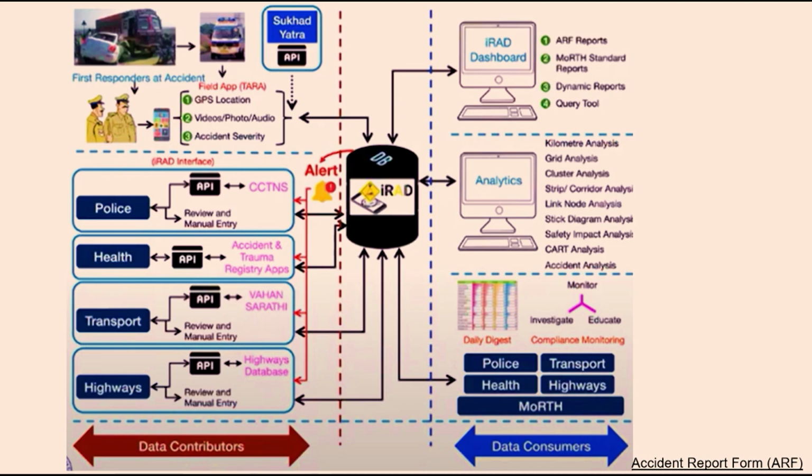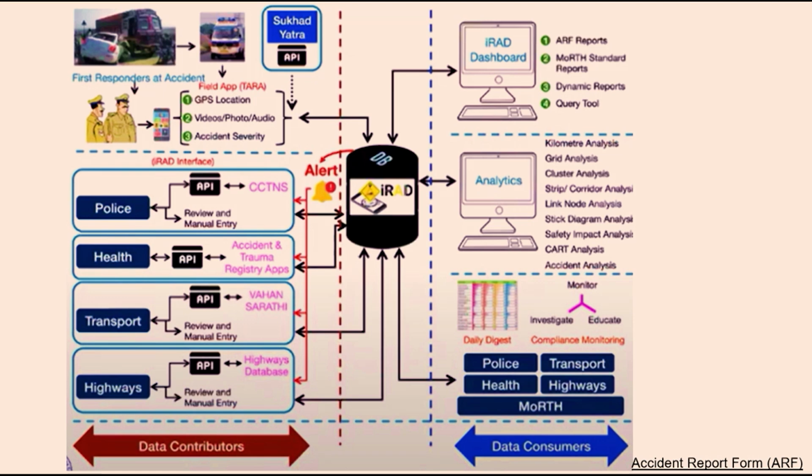Then you can generate a dynamic report. Say your administration wants a monthly report: how many accidents happened, what the accident type was, what the location was, thana-wise, district-wise. All those queries can be raised, and the corresponding report will get generated. Then you have the query tool. If you want to see, in Assam, maybe in Guwahati, how many accidents happened between 6 p.m. and 9 p.m., that entire thing will get populated, and you can even see the spatial distribution of those accidents on a GIS map.